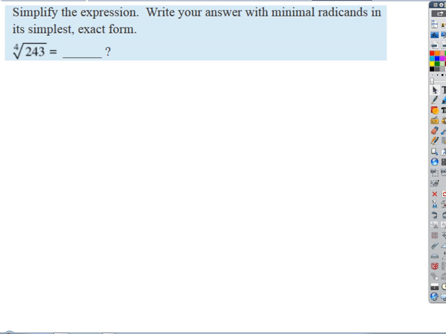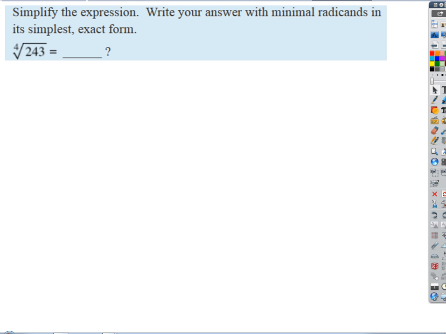Okay, Duncan, what'd you do? Let's have a look here. I figured out that 3 to the fourth power is 81. Okay, here we go. So what do we got here? 3 to the fourth power is 81, and 81 goes into 243 three times. Okay, good.